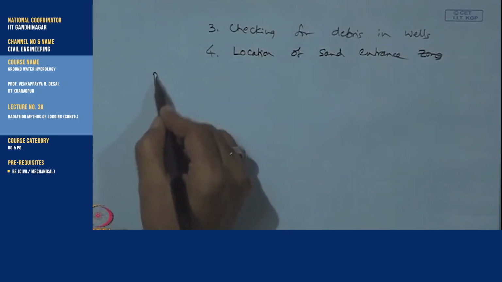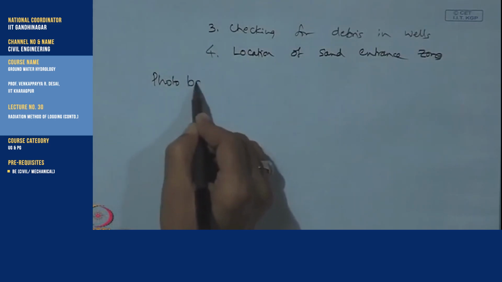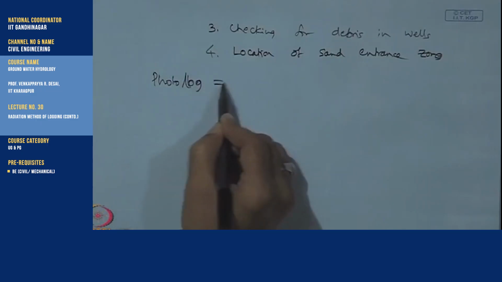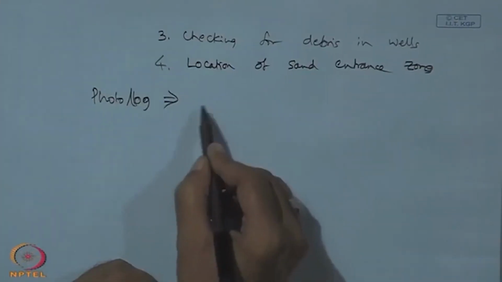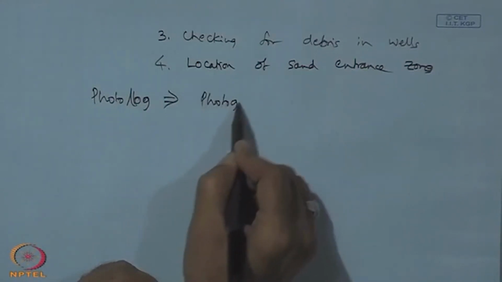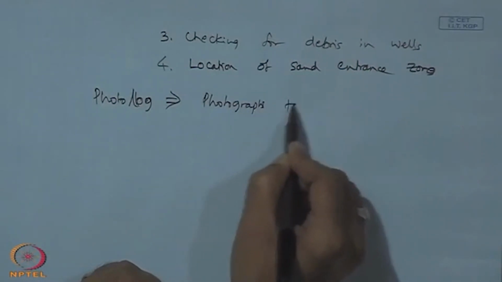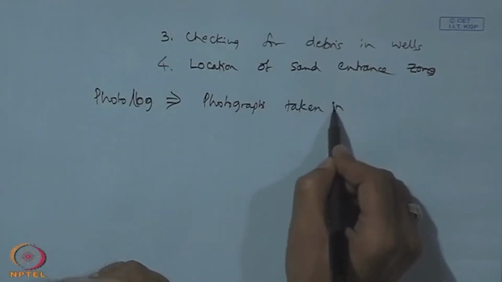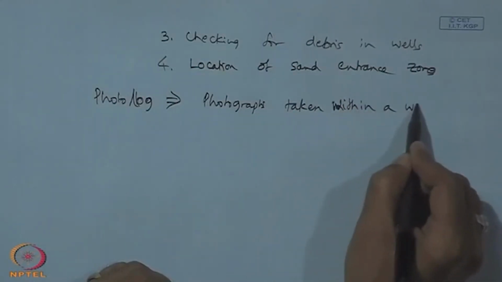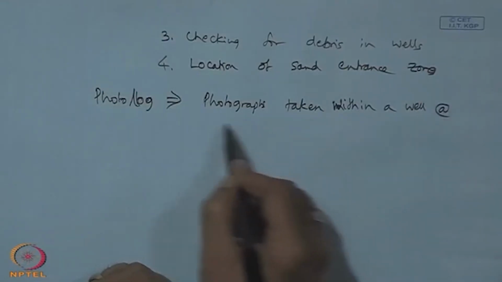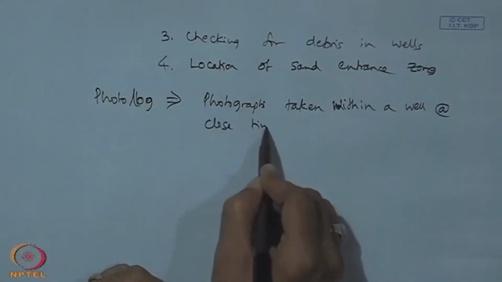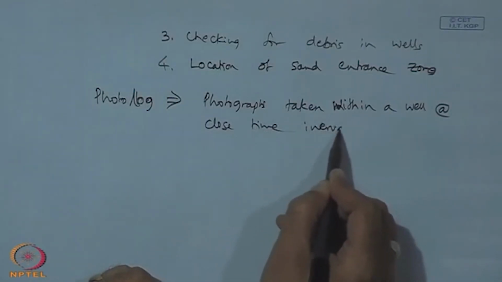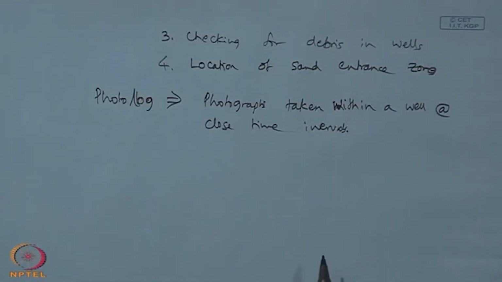There is also what is called a photo log. This photo log is basically photographs taken within a well at close time intervals. So, this is regarding the TV logging.